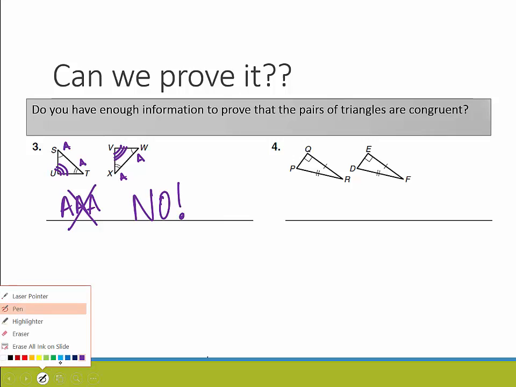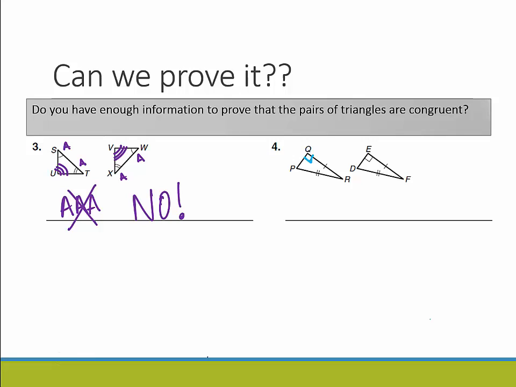Now the next one is a right triangle. So when you notice that you have a right triangle, remember all you're looking for is, do you know the hypotenuses are congruent, which they are, and one of the legs, which they are. So yes, we can prove this by the hypotenuse-leg theorem.